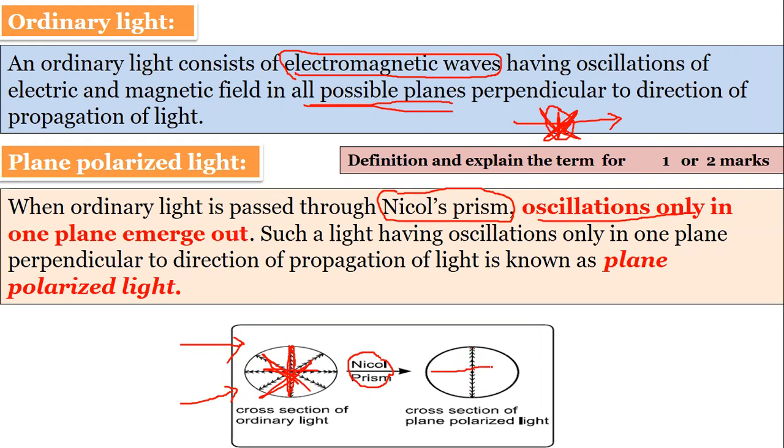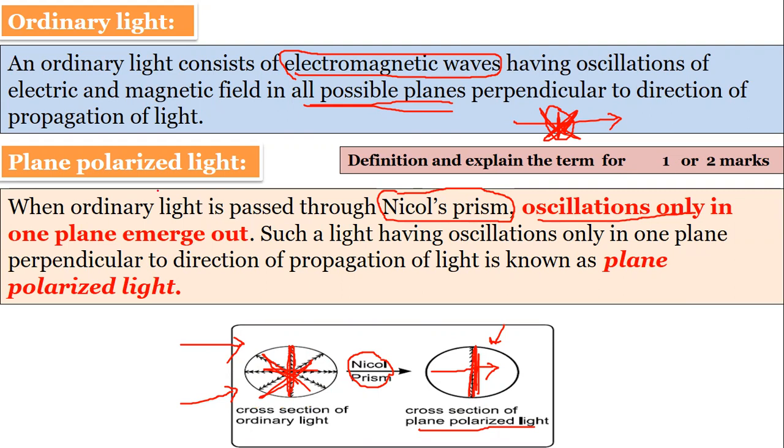Suppose this is the direction of propagation of light. It will oscillate like this only, up and down, up and down. So this is the cross section of the plane polarized light. So how to prepare the plane polarized light? We only have to pass ordinary light through the Nicol prism, and we get the plane polarized light. This is a very simple experiment. You must also remember the definition of plane polarized light, because it is asked in the examination for 1 mark.